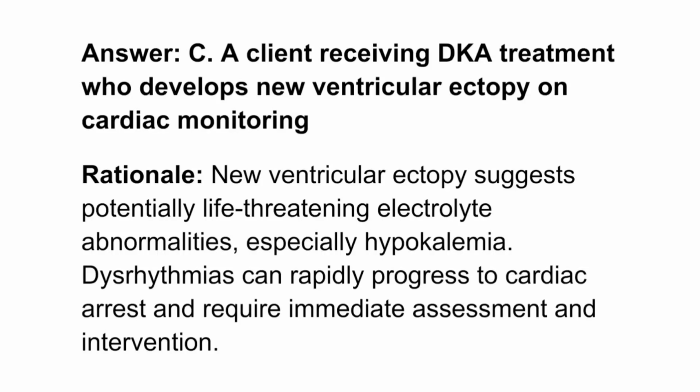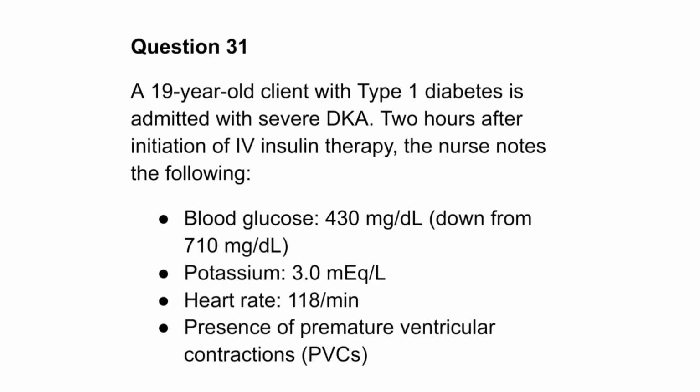Rationale. New ventricular ectopy suggests potentially life-threatening electrolyte abnormalities, especially hypokalemia. Dysrhythmias can rapidly progress to cardiac arrest and require immediate assessment and intervention. Question 31. A 19-year-old client with type 1 diabetes is admitted with severe DKA. 2 hours after initiation of IV insulin therapy, the nurse notes the following. Blood glucose, 430 mg per deciliter, down from 710 mg per deciliter.